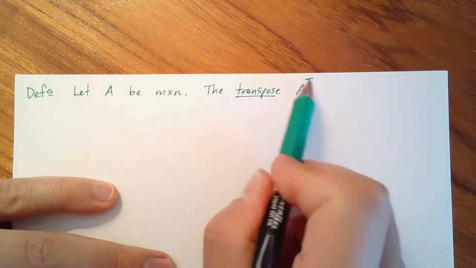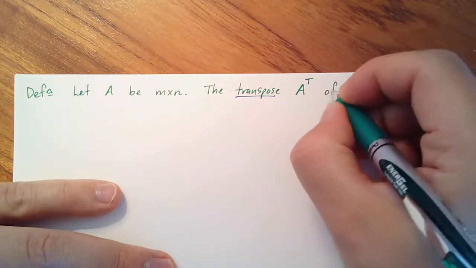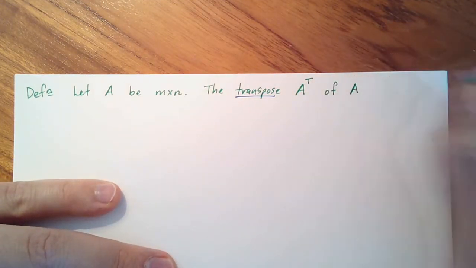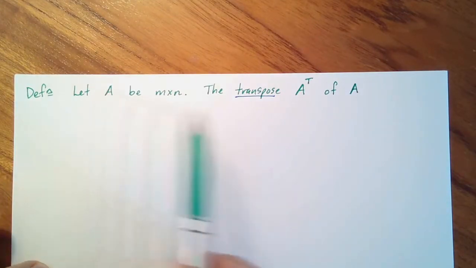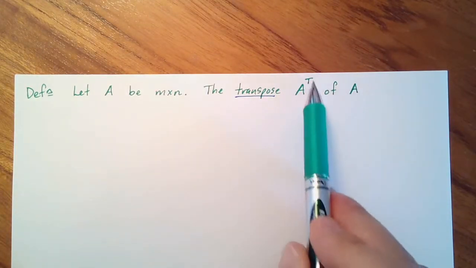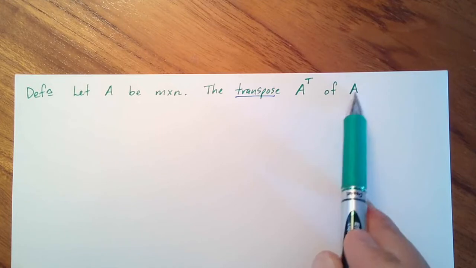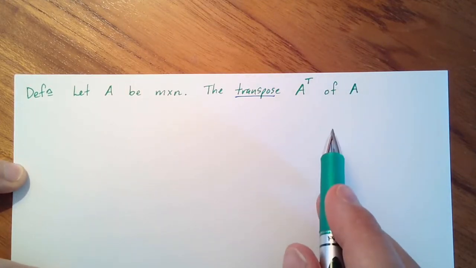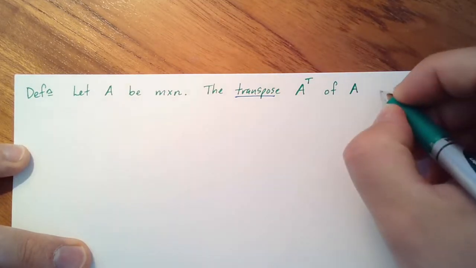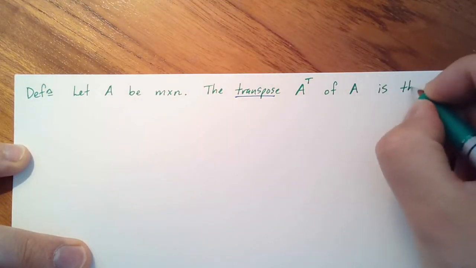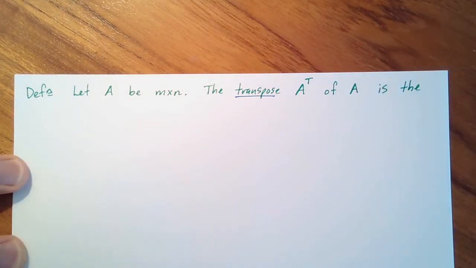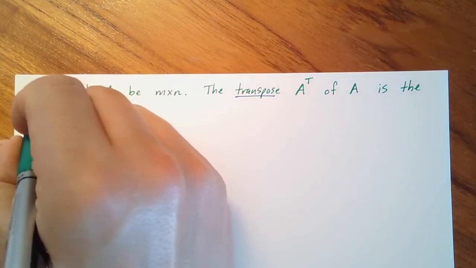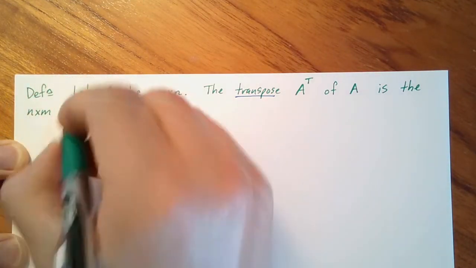So this is the notation for the transpose of A, and this is the matrix that you started with in the first place. So what is the transpose? Well, it's another matrix, and its dimensions are going to be n by m.